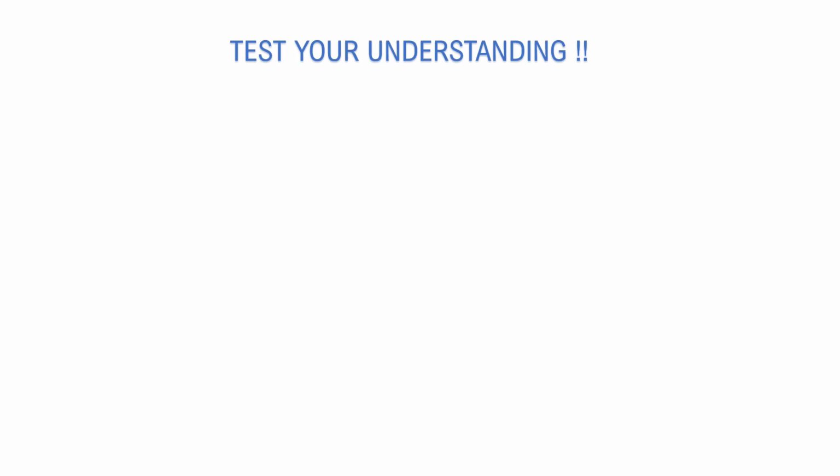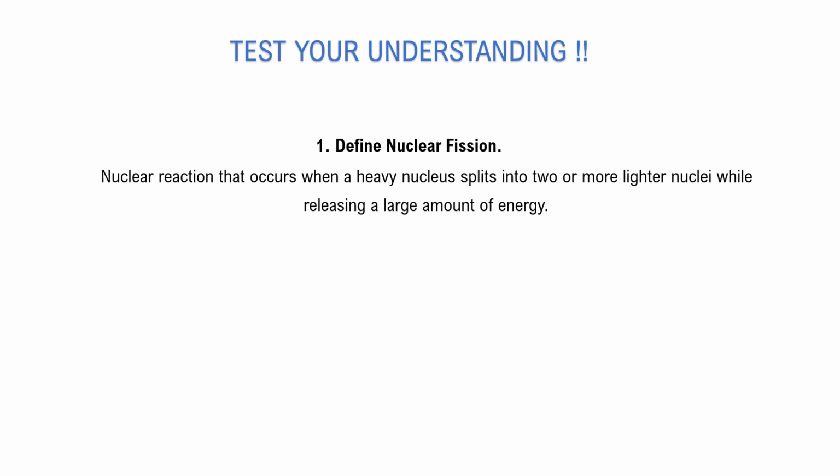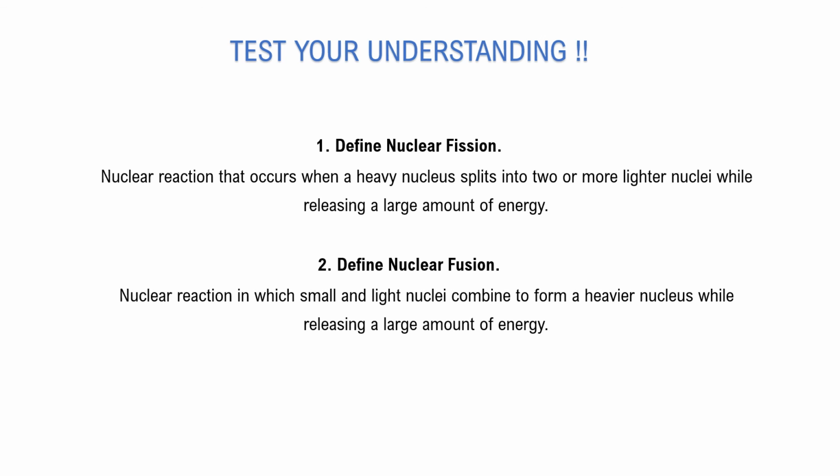Let's test your understanding. Could you define nuclear fission? Nuclear fission is nuclear reaction that occurs when a heavy nucleus splits into two or more lighter nuclei while releasing a large amount of energy. Second question. Define nuclear fusion. And the answer is, nuclear fusion is nuclear reaction in which small and light nuclei combine to form a heavier nucleus while releasing a large amount of energy.